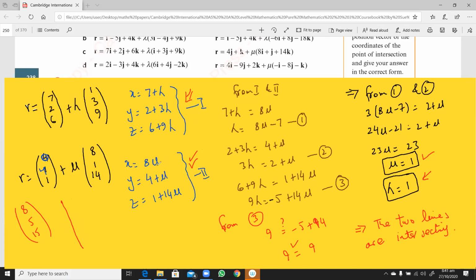And look at this. If you put mu 1 here, you will have the same: 8 ones are 8, 4 plus 1 is 5, and 1 plus 14 is 15. So that is how you can find the point of intersection of two lines as well. And at this point, I declare that our chapter on vectors is finished, and so is our syllabus. Our syllabus is also finished here, okay?